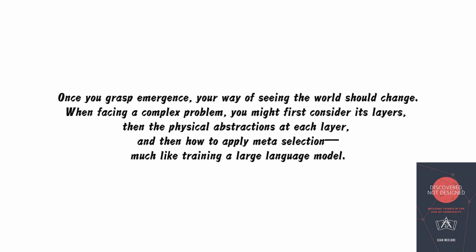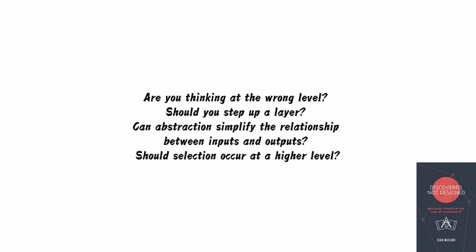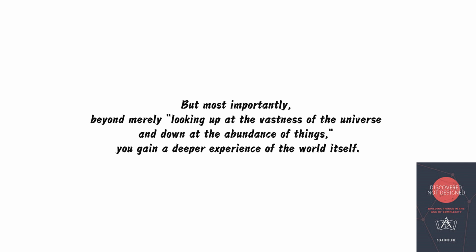Once you grasp emergence, your way of seeing the world should change. When facing a complex problem, you might first consider its layers, then the physical abstractions at each layer, and then how to apply meta-selection. Much like training a large language model. Are you thinking at the wrong level? Should you step up a layer? Can abstraction simplify the relationship between inputs and outputs? Should selection occur at a higher level? But most importantly, beyond merely looking up at the vastness of the universe and down at the abundance of things, you gain a deeper experience of the world itself.